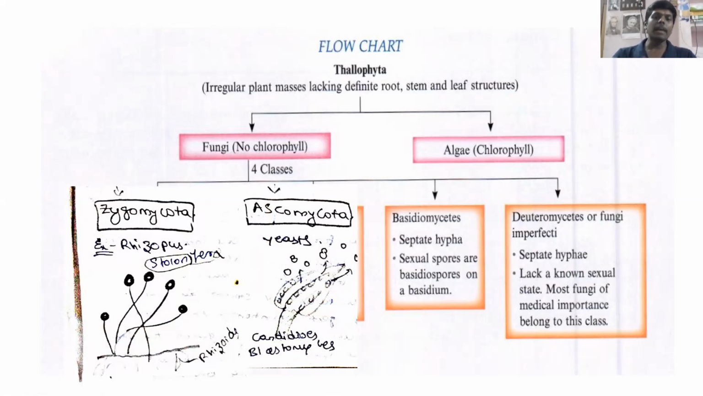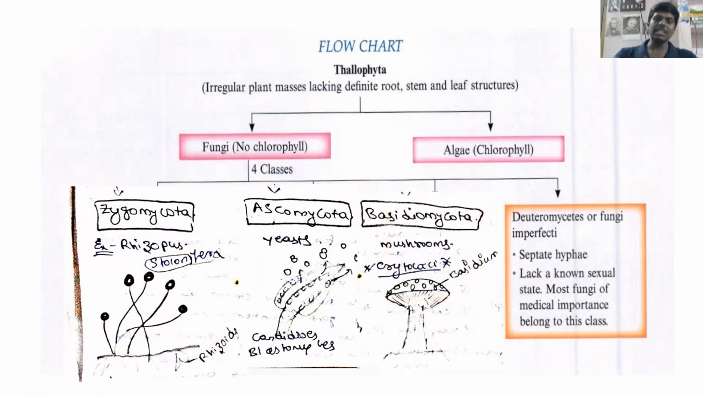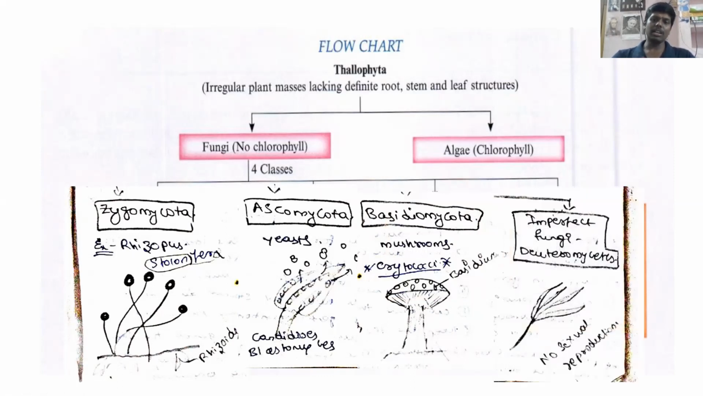Then in basidiomycota, as I said, it will have a basidium, an umbrella-like structure. This is the classical example for basidiomycota. All mushrooms have this umbrella-like structure, so mushrooms are categorized under basidiomycota. Then last and final is your deuteromycetes. Deuteromycetes lack a known sexual state. They don't have a proper sexual state, so they include the non-sexual reproduction fungi. This is how a deuteromycete looks like.